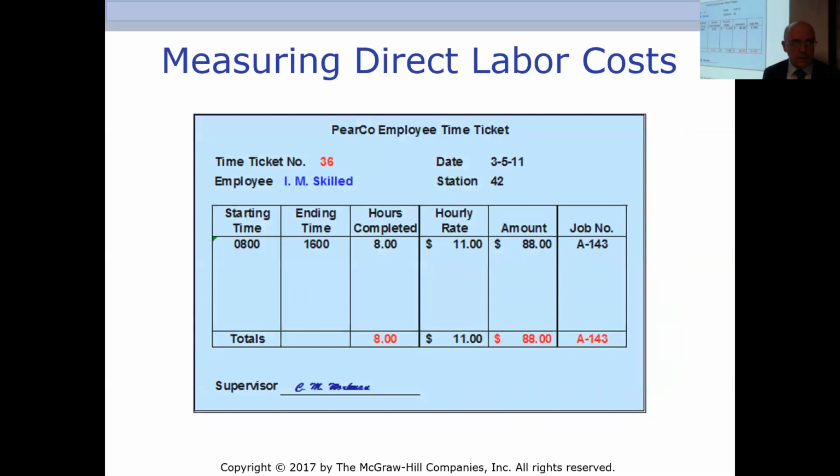Here we have starting times and ending times. This would be a time ticket for an employee called I Am Skilled. Have you ever met that guy? No. It's an employee, I Am Skilled.